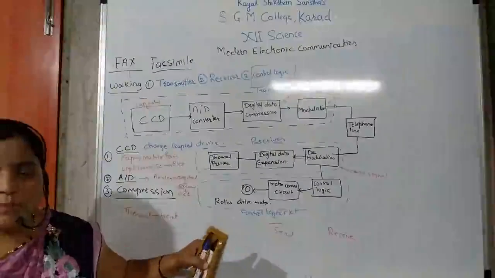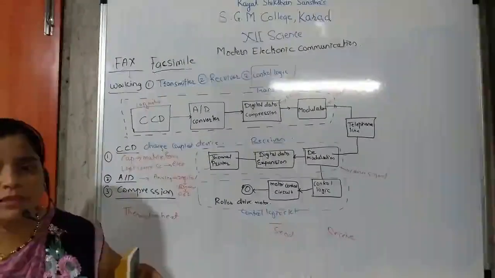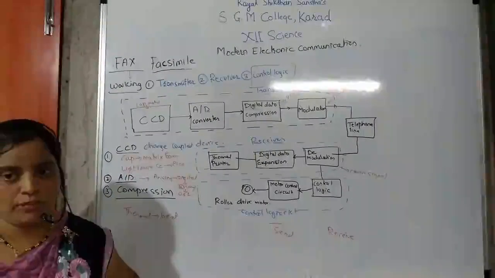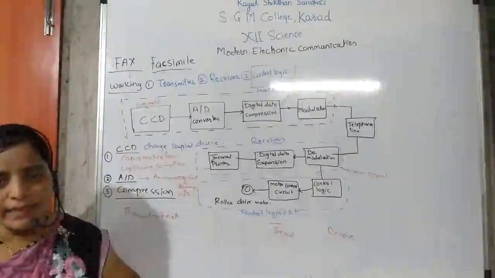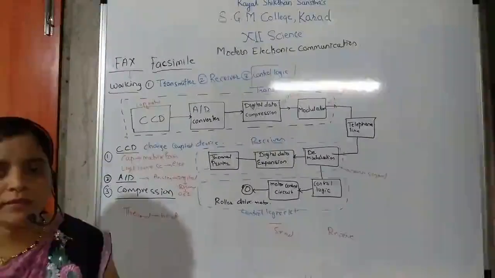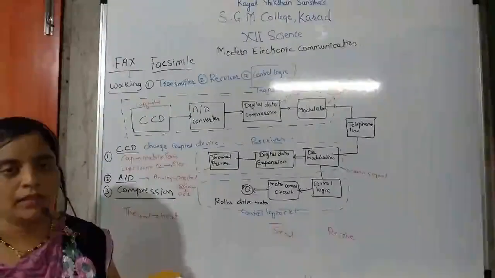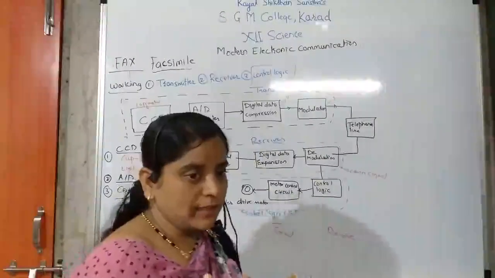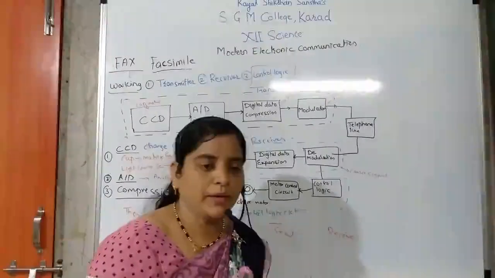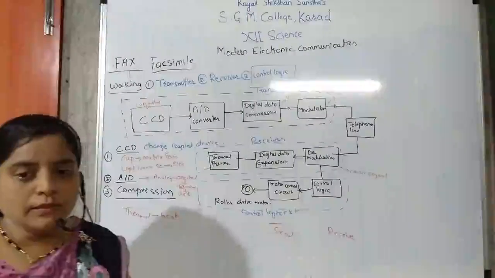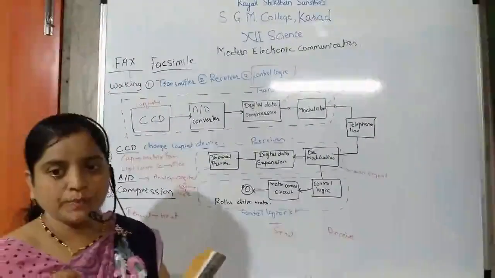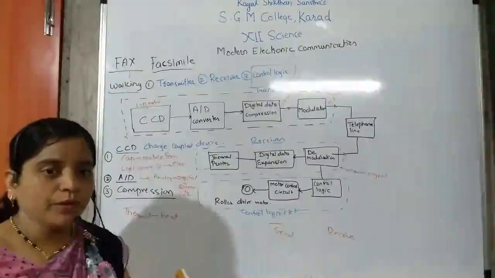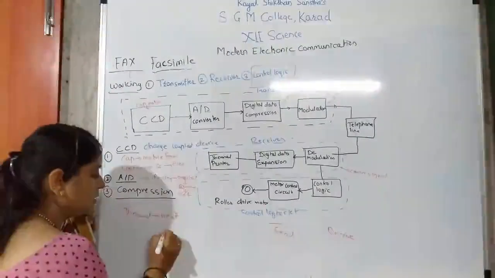In control logic, what happens? It ensures the compatibility between the sending and receiving fax machine, and it carries the process between them. If the signal is sent, what happens? If the called machine responds with tones, it has some audio tones. See what happens.